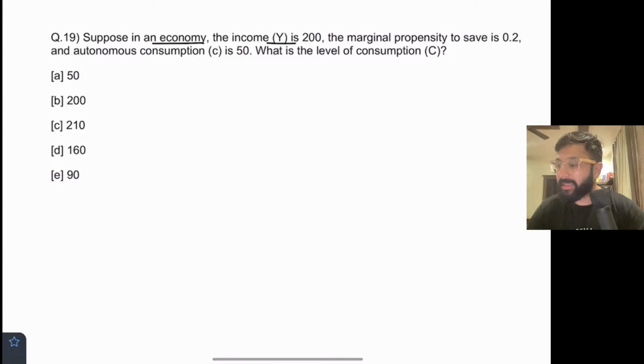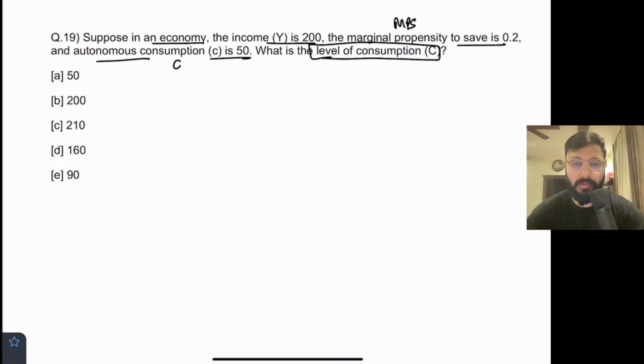Suppose in an economy the income is 200, marginal propensity to save is 0.2, consumption autonomous is 50. What is the level of consumption? ये हमें बताना है. सिंपल क्वेश्चन. आपको फॉर्मूला याद होगा तो आप कर पाओगे. मैं आपको लिख के बता देता हूँ. कंजम्पशन इज इक्वल टू ऑटोनॉमस कंजम्पशन प्लस मार्जिनल प्रोपेंसिटी टू कंज्यूम एंड देन मल्टीप्लाइड बाय इनकम.